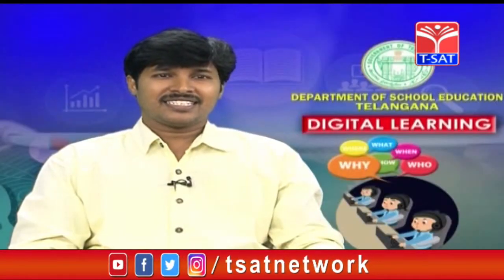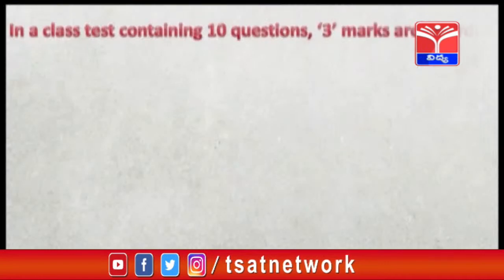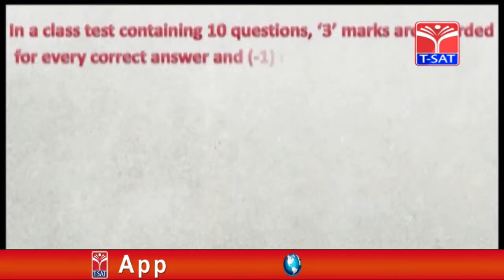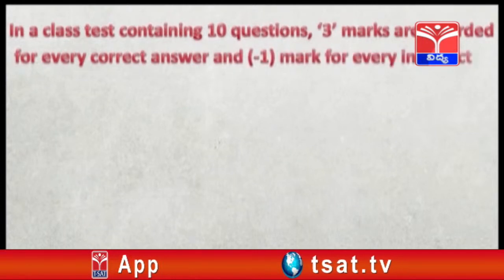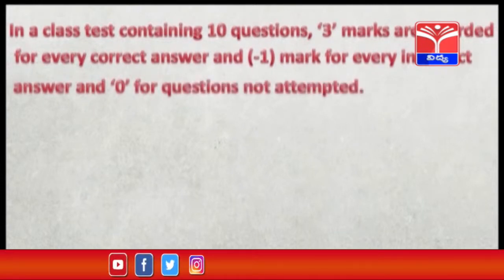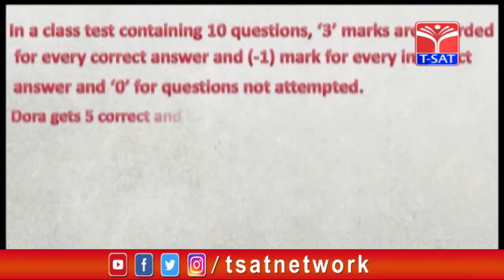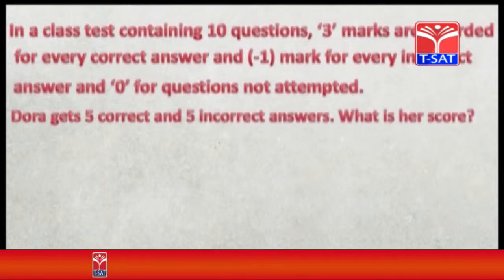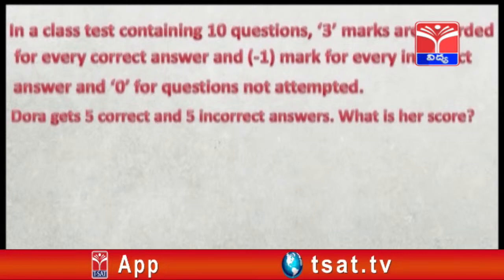In a class test containing 10 questions, 3 marks are awarded for every correct answer and minus 1 mark for every incorrect answer, and 0 for questions not attempted. Dora, a girl, gets 5 correct and 5 incorrect answers. What is her score? This is the problem in front of you.